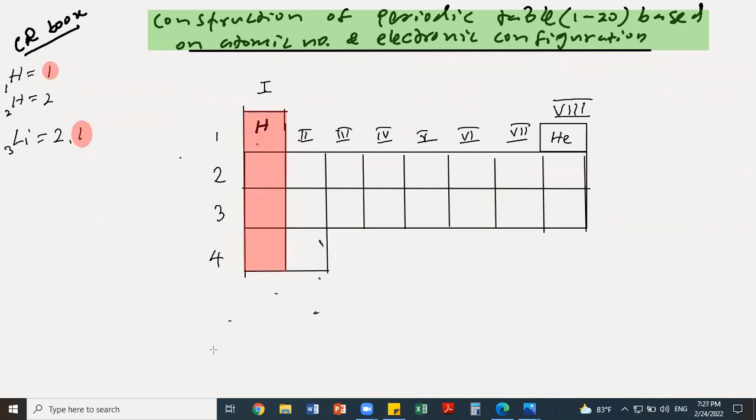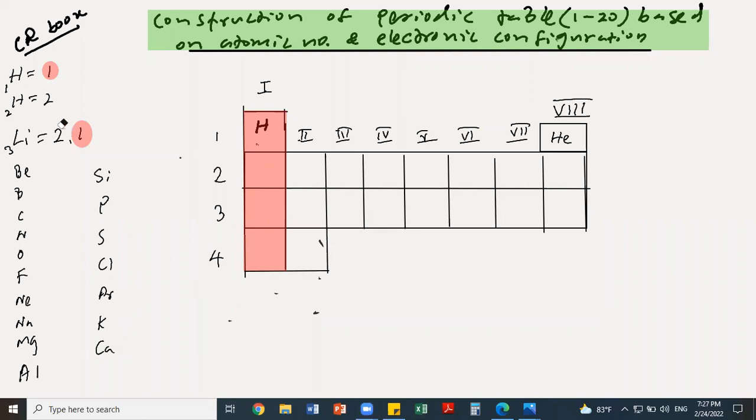Look at the screen, everyone. 2, 1. I'll write one more example. Check with your table. There's one more element. Okay: hydrogen, helium, lithium, beryllium, boron, carbon, nitrogen, oxygen, fluorine, neon, sodium, magnesium, aluminium. I'll write this side. Silicon, phosphorus, sulfur, chlorine, argon, potassium and calcium.